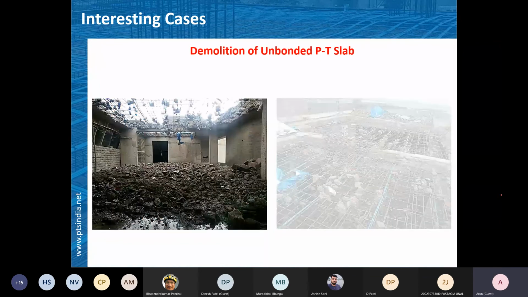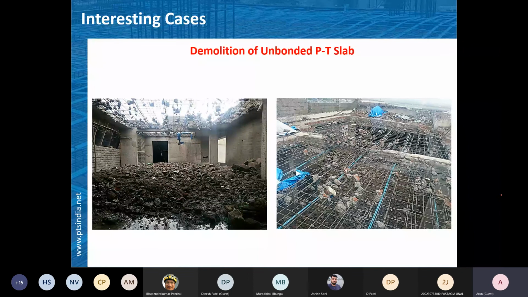This is a demolition of one of the floors. Here the terrace is being demolished because of height restrictions. This was a PT floor, but now it is demolished, and you can see from the top the cables are exposed in the broken part. So this is possible, the demolition of a PT floor.